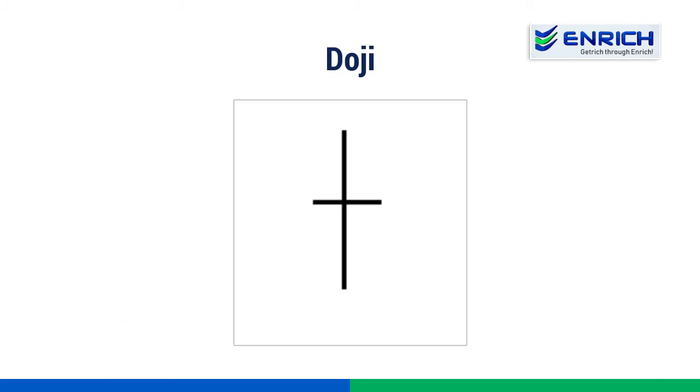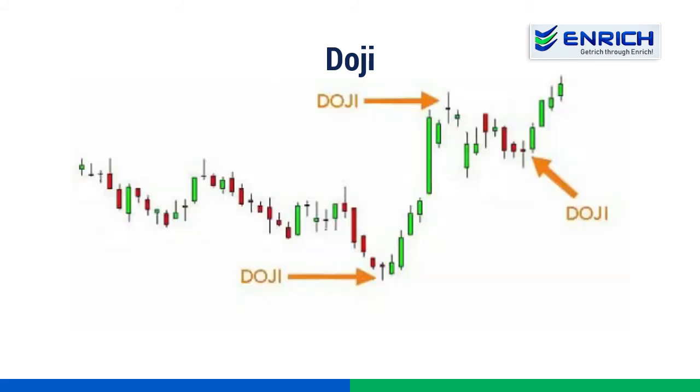Now the doji does not actually have a body because the opening price and the closing price of a doji is almost the same. This shows an indecisive market condition. There are no winners here. It's actually a tug of war between the buyers and the sellers. Both have tried their best to push the prices up and down. So when you spot a doji, you know there's a trend reversal coming up, right?